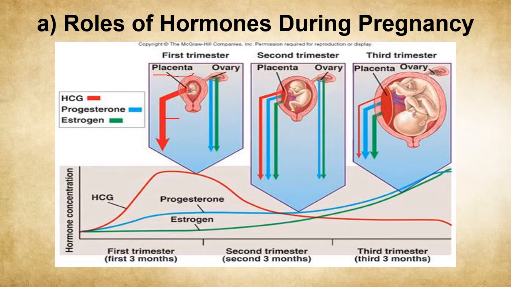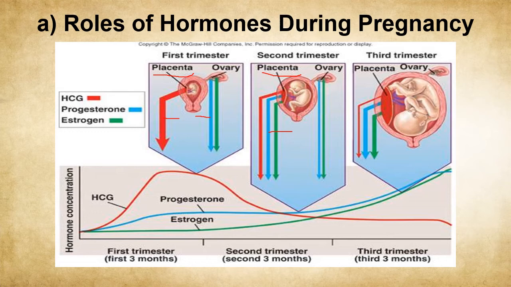Now let's look at progesterone. Let's look at the graph. Progesterone is the blue line. Progesterone continues to increase until it levels off near the end of pregnancy. Early in the pregnancy, progesterone is produced by the corpus luteum in the ovary. During the first trimester, it is produced by the corpus luteum in the ovary, and then by the second trimester, progesterone is produced by the placenta.